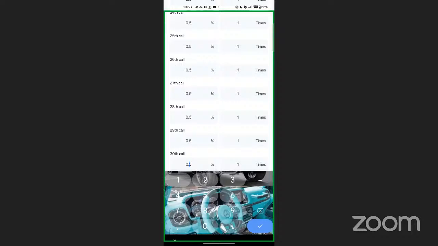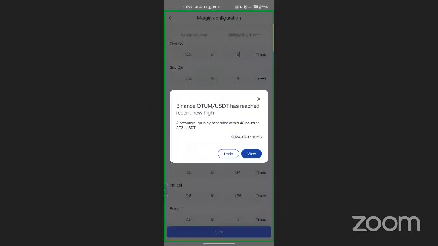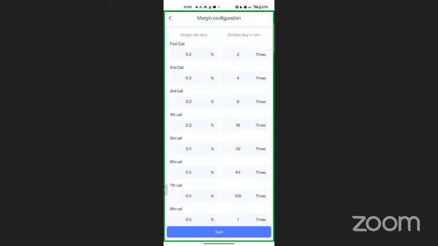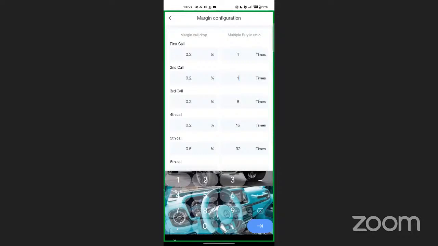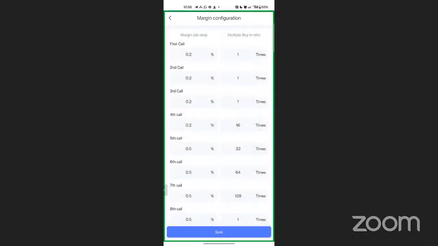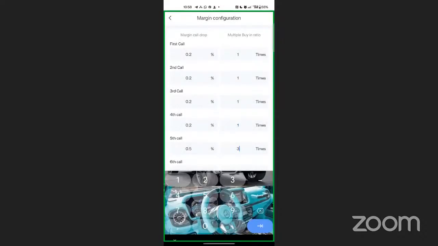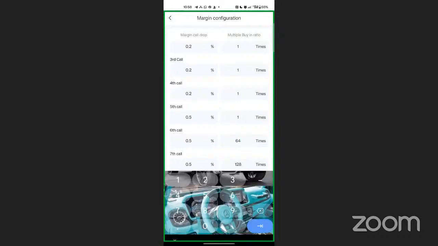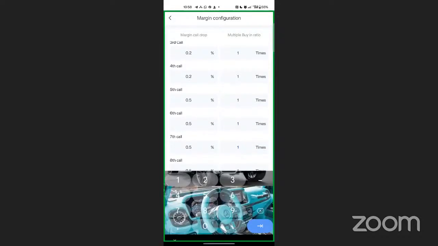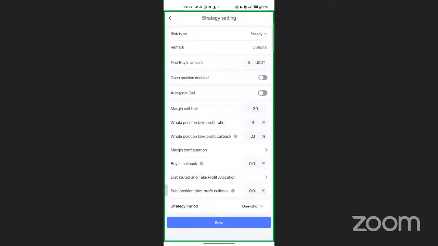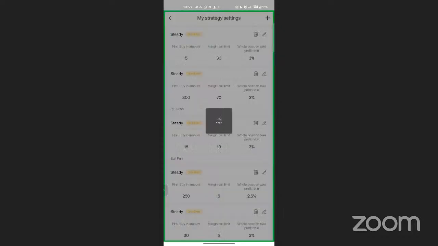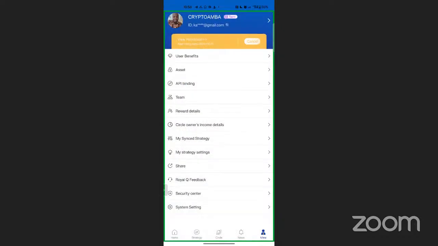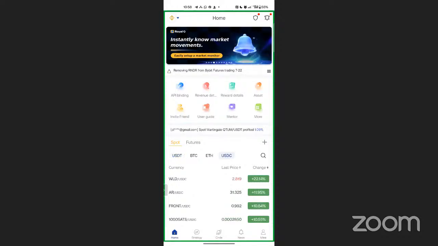Then this side I put 1, 1, 1. Then I save. Then I come here on home, USDC market.